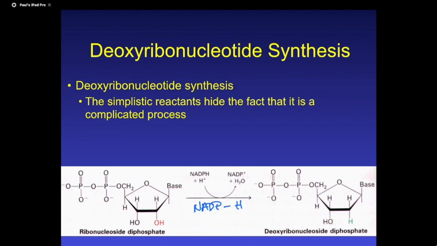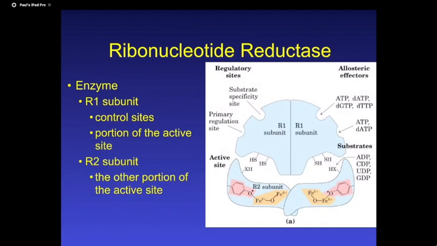Okay? It is not that simple, because it looks like you could just do this: attack, fall off, pick up a proton, and that is not how it goes. All I need to do is have that hydroxide fall off, but it's much more complicated. The enzyme is very much controlled. All right. It is a dimer.